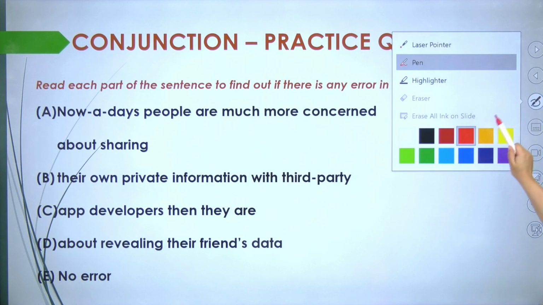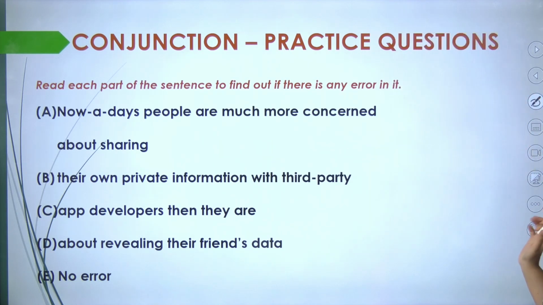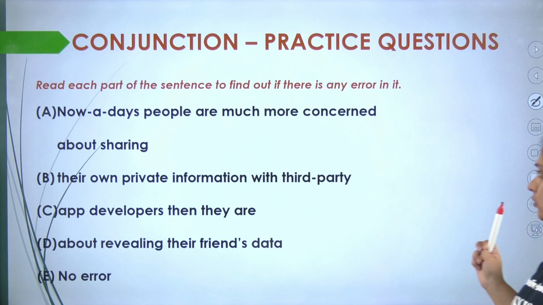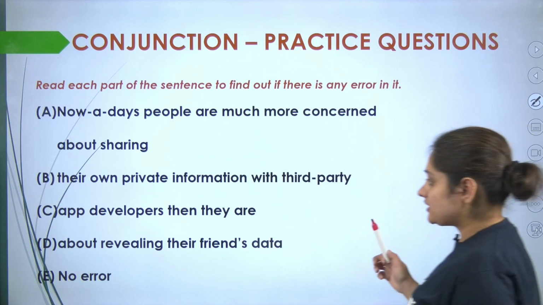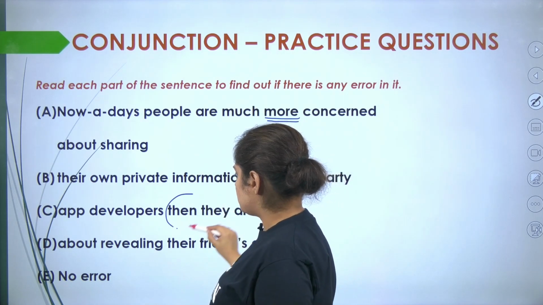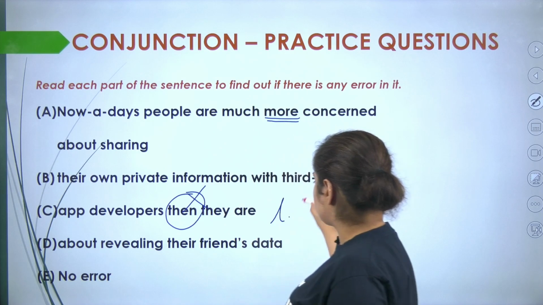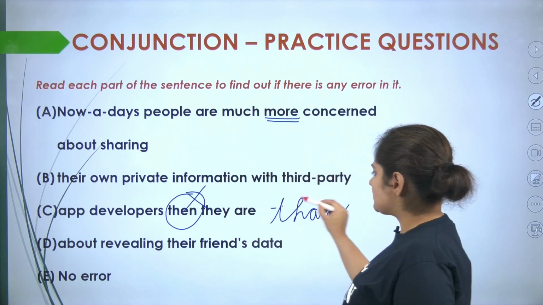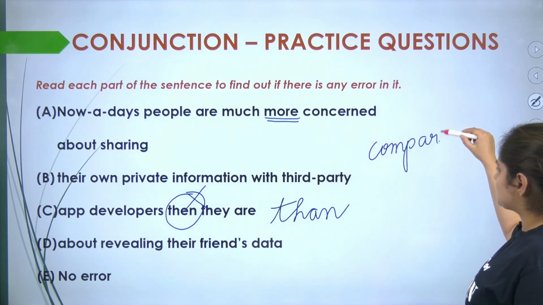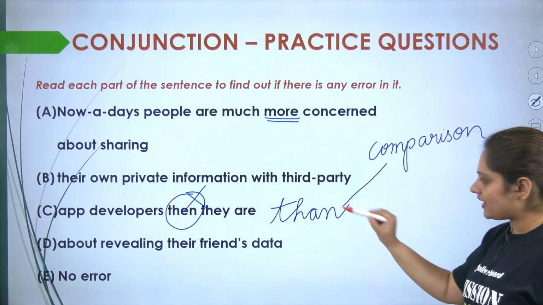Now coming to your question types. What are the questions you can expect in this topic and how to answer? Let's read and attempt these one by one. Nowadays, people are much more concerned about sharing their own private information with third-party app developers than they are about revealing their friends' data. Now, guys, see here, very obviously we are using the comparison sense. For comparison, we never use then. What is the conjunction we use? Than. Remember this difference. Then means what is next, consecutive. For comparison, always than.